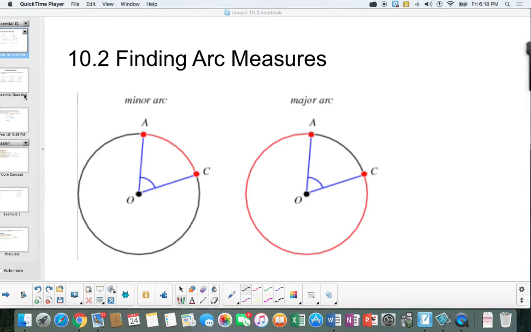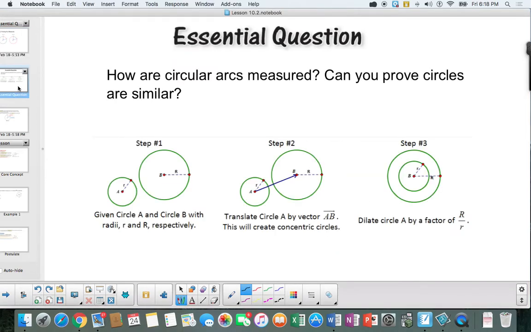10.2 Finding arc measures. Essential question: how are circular arcs measured? Can you prove circles are similar?